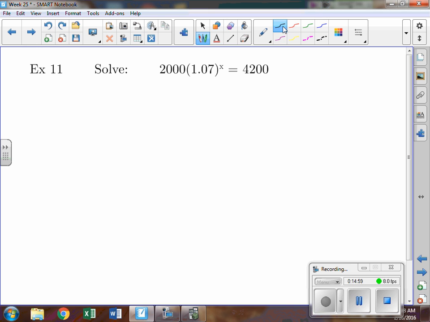Well, let's consider our options then. In order to get the x isolated, what would we have to move over? Well, one thing we can get rid of is this multiply by 2,000. So we'll divide by 2,000.